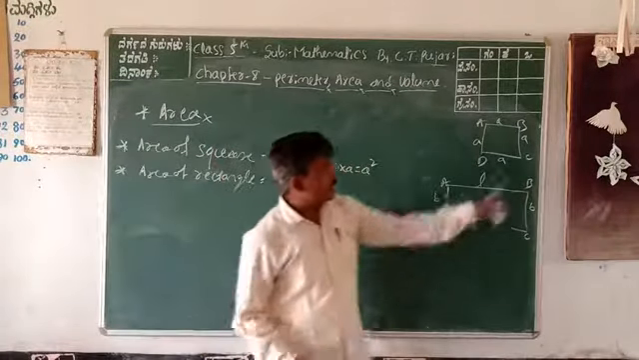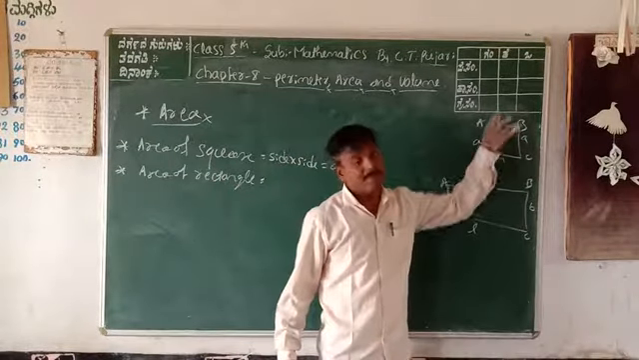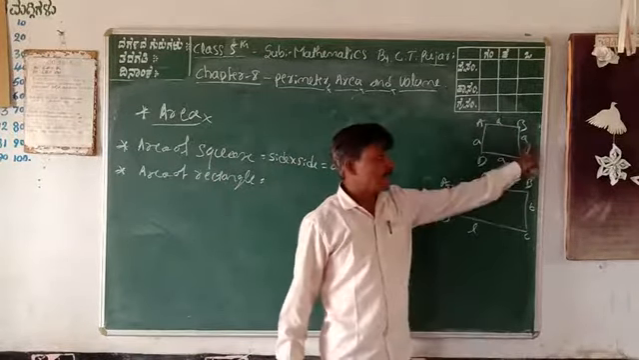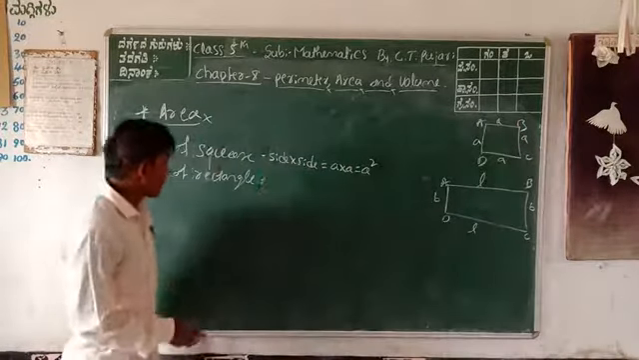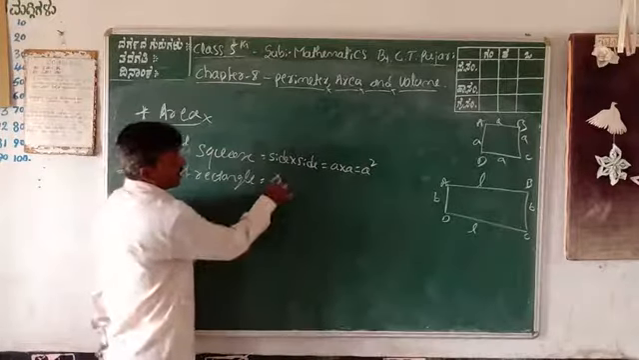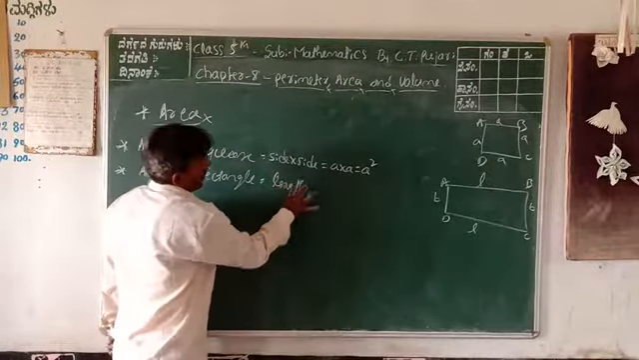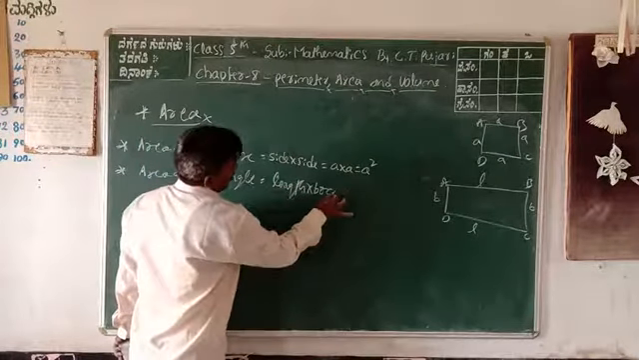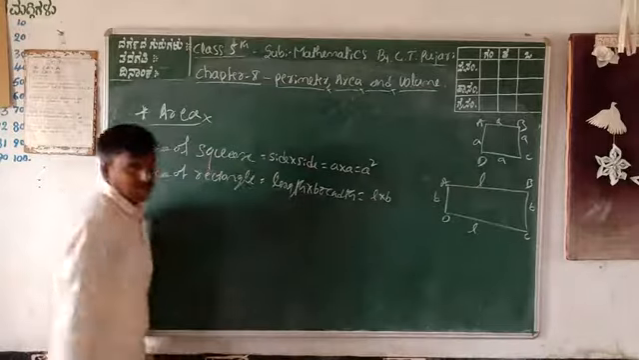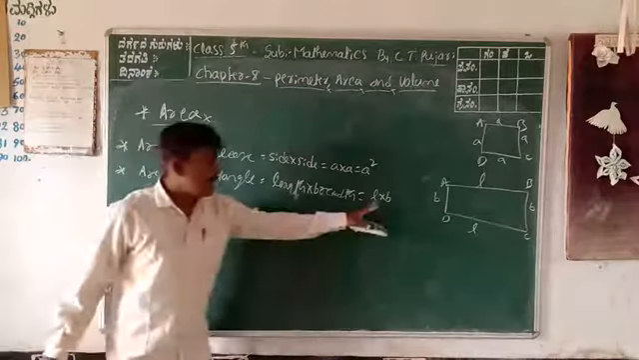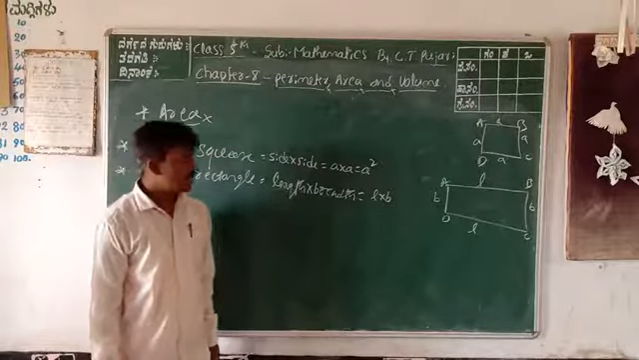If one side is in centimeters, then centimeter into centimeter is centimeter square. Otherwise meter into meter is meter square. Next, in the rectangle, length into breadth. Area of rectangle is equal to L into B, length into breadth. Got it? These are the formulas.